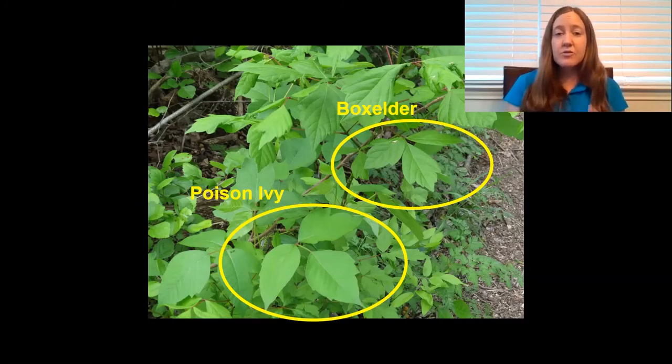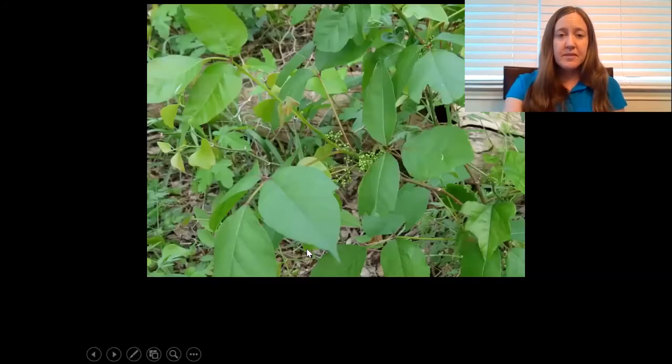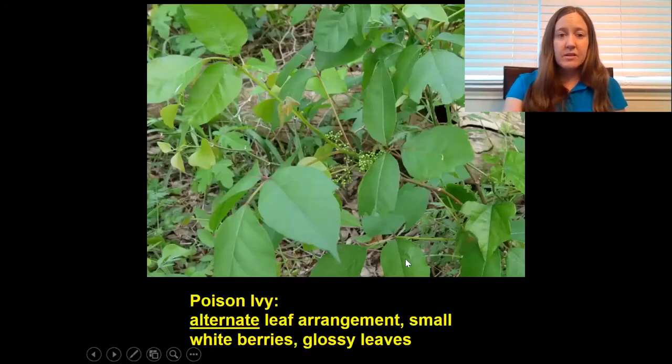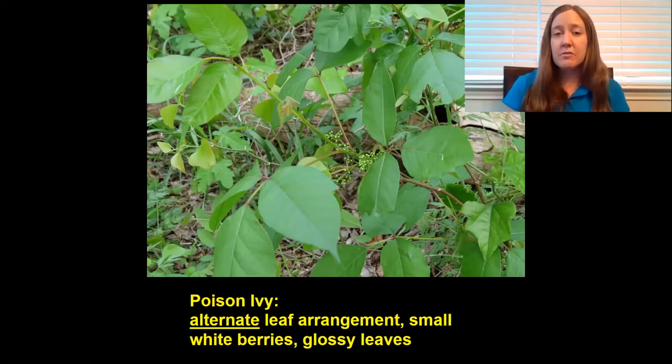It is a compound trifoliate leaf. So if you see a compound trifoliate leaf, your first thought should be, is this poison ivy? Don't touch it until you know that it's not poison ivy. Poison ivy has an alternate leaf arrangement. It sometimes has small white berries. It has glossier leaves than box elder. It doesn't have berries year round, so don't use that as an identification tool in itself.